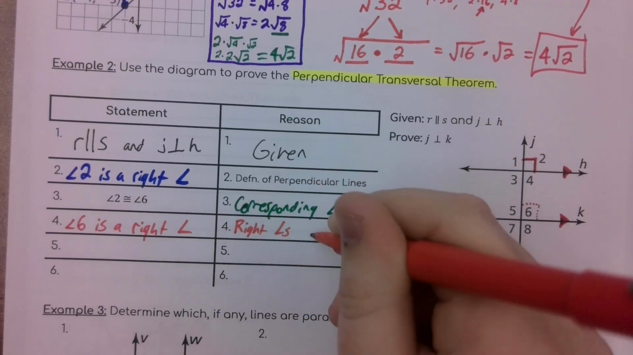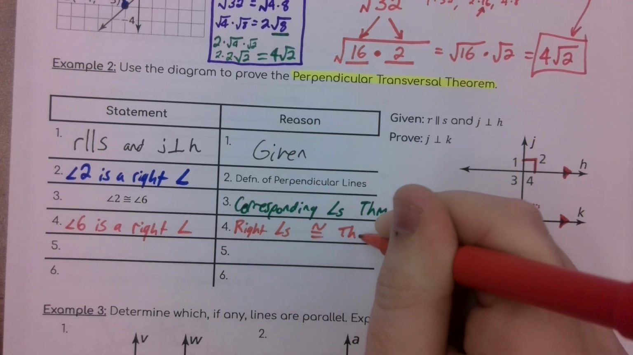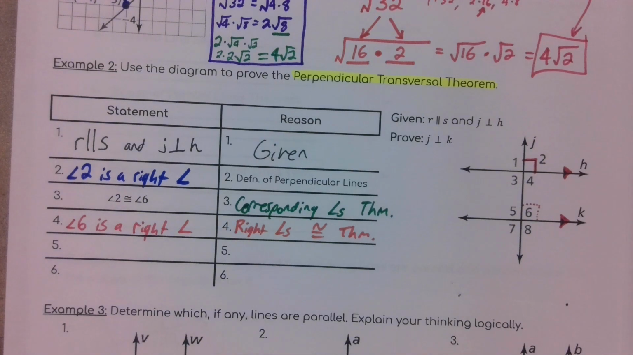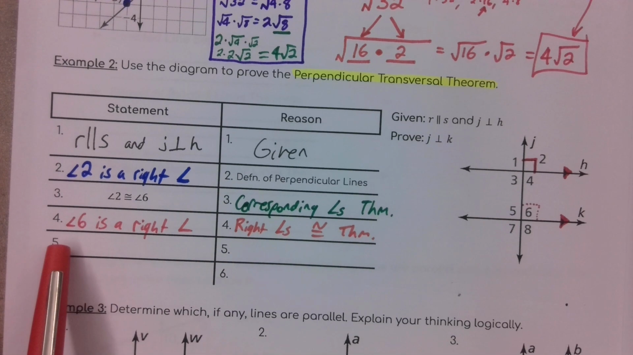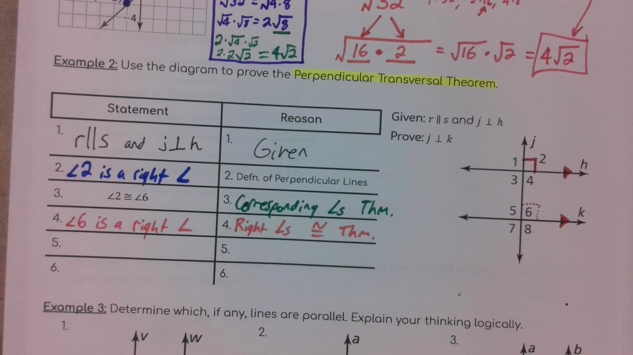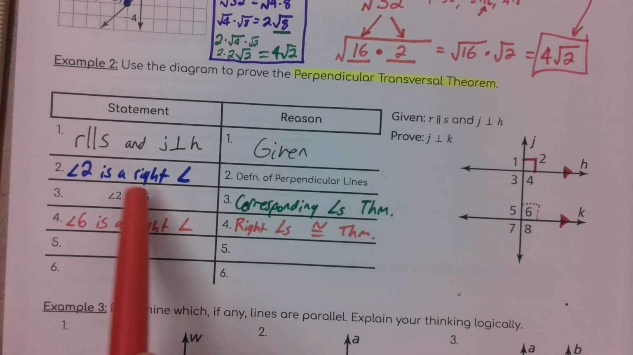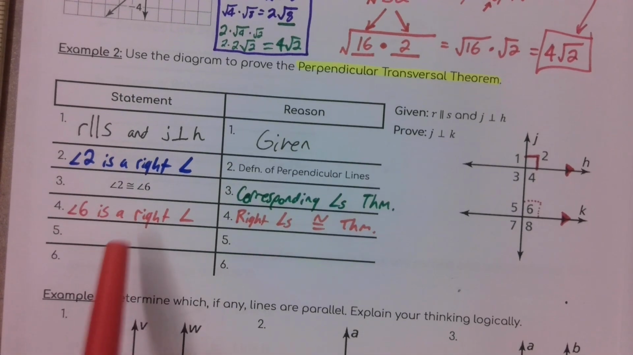This is the right angles congruence theorem. This one we probably haven't really used much. It's a very abstract reason, but that's why we have our note card. The theorem says right angles are congruent to each other. So if you have two angles that are congruent to each other, and one of them's a right angle, the other one's a right angle.